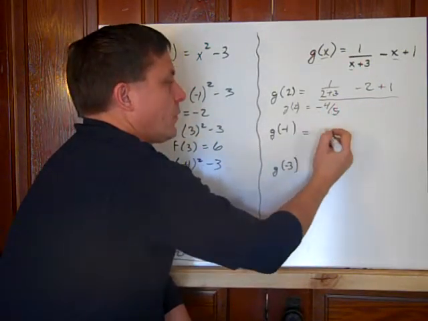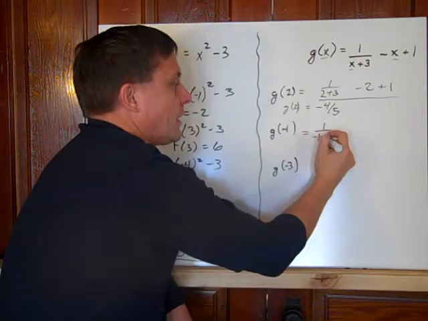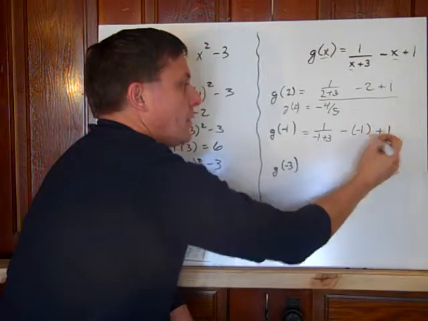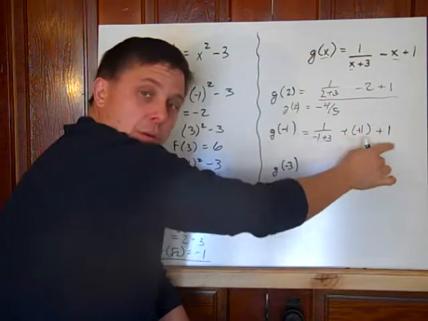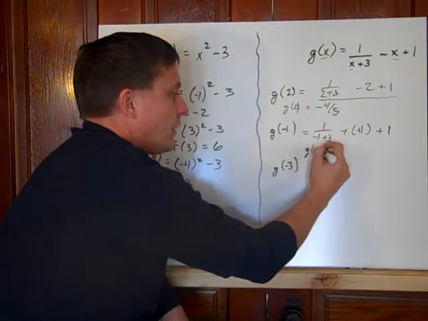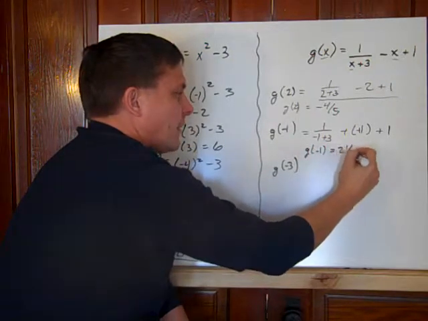How about g of negative 1? Okay, well, 1 over negative 1 plus 3 minus negative 1 plus 1. I get 2 here, 1 plus 1. I get 1/2 plus 2. I get g of negative 1 equals 2.5.